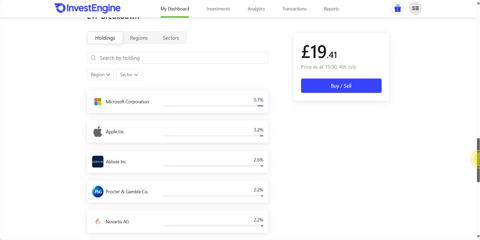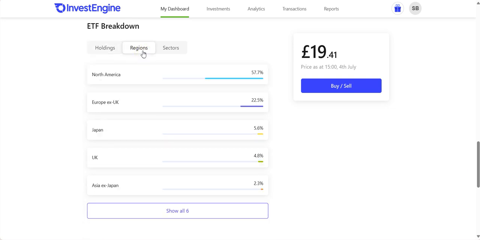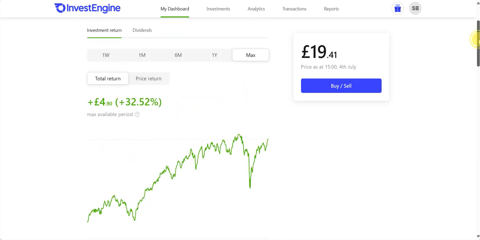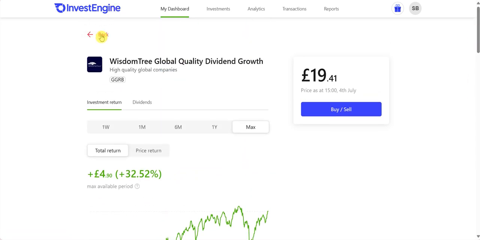And let's have a look at the regions. North America, Europe, a bit of Japan, a little bit of UK. And for the sectors, we've got industrial, tech and financial. It's quite a good split on that, actually, because these three are normally the ones that are making money. So that's that one. And dividends are a good one to have because when the market's volatile, they don't go down so much, and it's always great getting dividends.